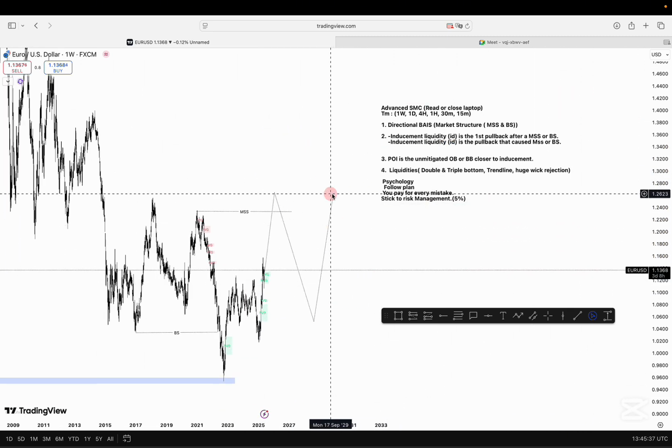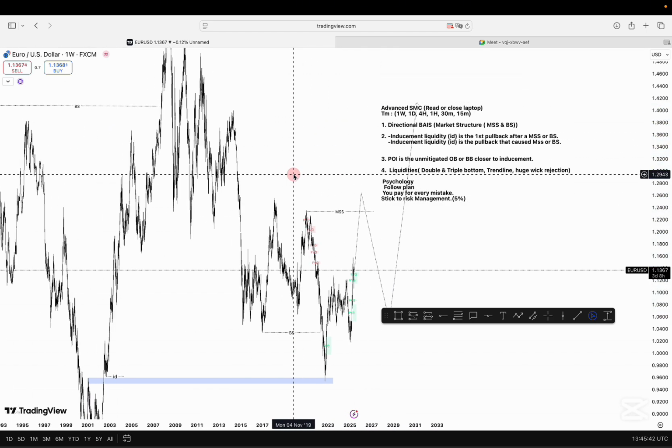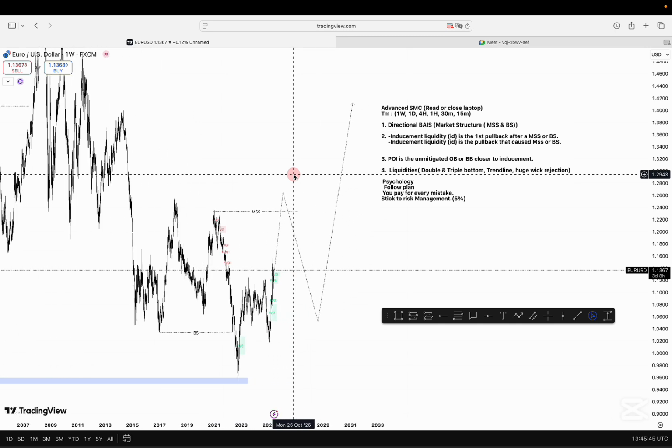This is the weekly time frame, but I will scale down to the lower time frame to get a daily trade. So this is it.